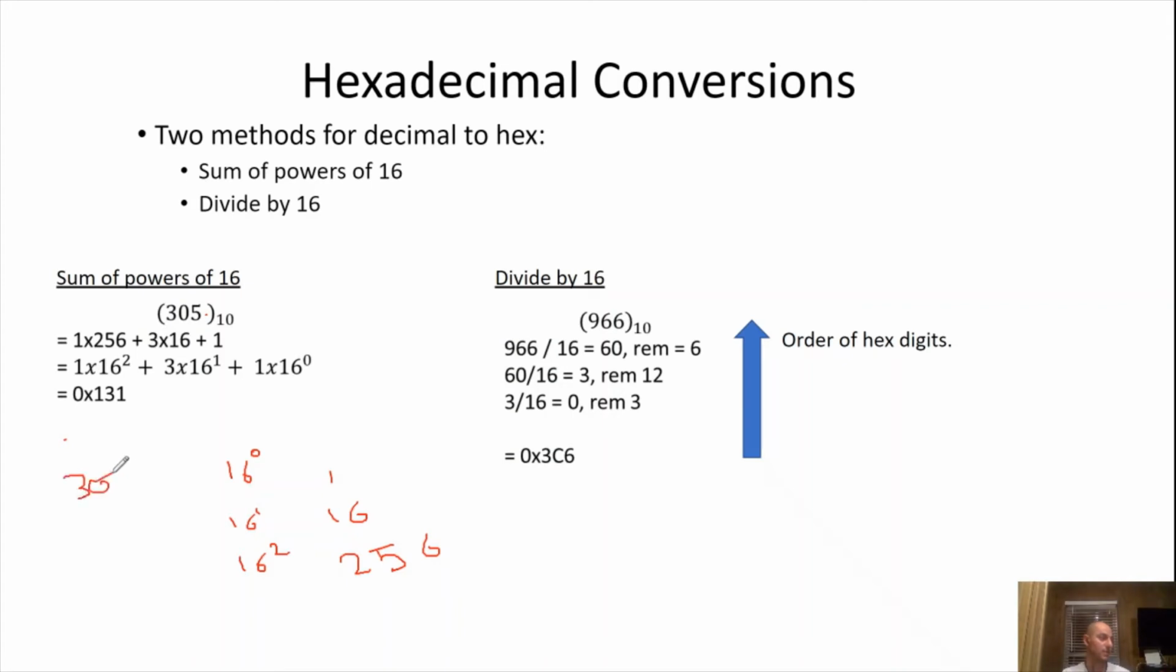So 305 minus 256, we're going to get 49. Just jumping here, we're going to get 10, and then 9, and this is going to be 2. So 15 minus 6, that's going to be 9, and then 9 minus 5, that's going to be 4.